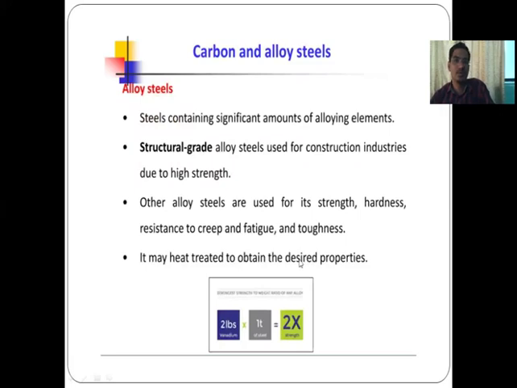Next one is alloy steel. The steel containing a significant amount of alloy element is called an alloy steel. The structural grade alloy steels are used for the construction industry due to high strength. The other alloy steels are used for their strength, hardness, resistance to creep and fatigue, and toughness. It may be heat treated to obtain the desired properties in the steel.